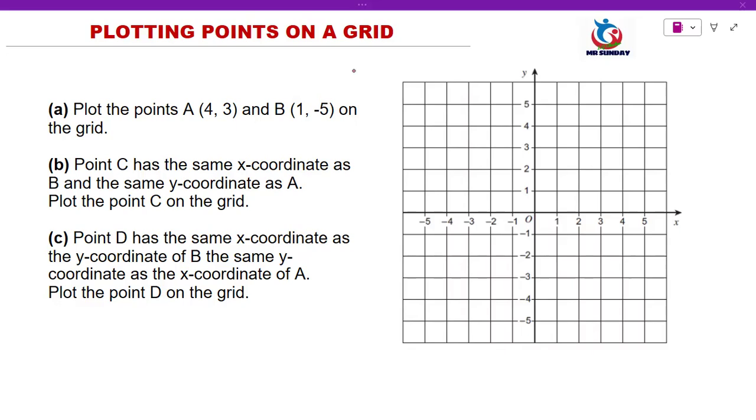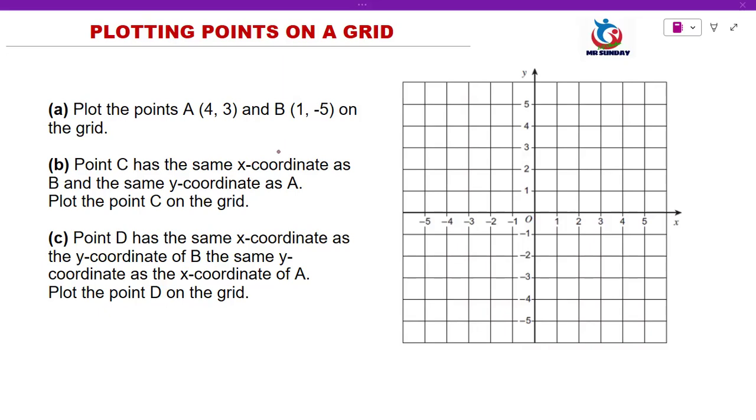So this time we were looking at plotting points on a grid. We have this set of questions here from one of the standard exams. And we have A, plot the points A and B. We're given the coordinates for A: 4, 3, and for B: 1, negative 5. So we're just going to take it one after the other like that.